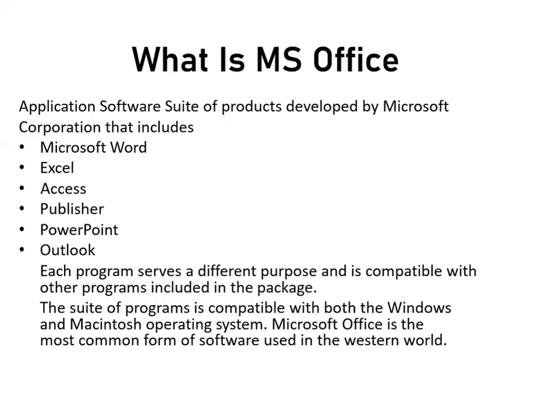Microsoft Office is an application software suite. Software suite means combination of more than one software in one package. For example, when you install Microsoft Office in your computer, you will get Microsoft Word, Microsoft Excel, Microsoft Access, Microsoft PowerPoint, Microsoft Publisher and Microsoft Outlook. You will get 6 programs. That is why it is called a software suite.